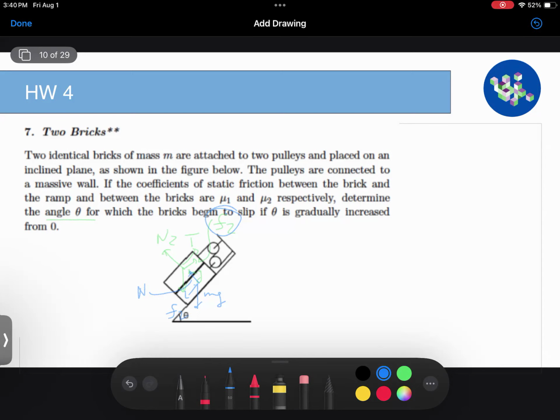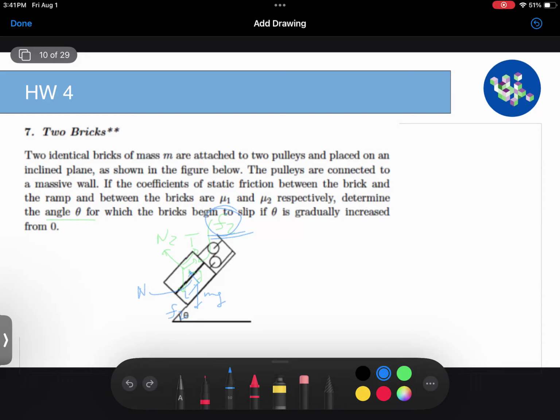Well, F2 on the top block points up the ramp. So if F2 points up the ramp, that means the top block wants to slip down the ramp, because remember, the friction force always points in a direction opposite to the relative motion. If the top block wants to slide down the ramp, because we have a pulley over here, that means the bottom block wants to slide up the ramp. So if the bottom block wants to slide up the ramp, then the friction force between the bottom block and the ramp must point down the ramp. So what does this mean?